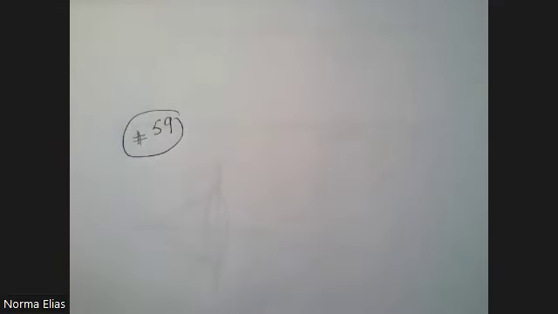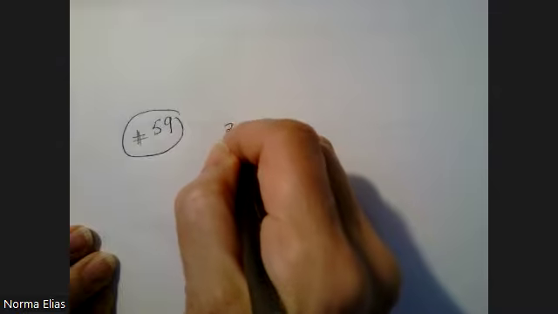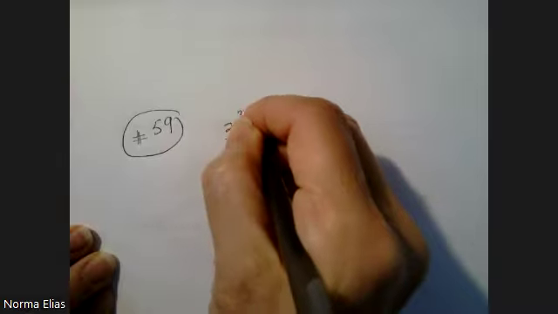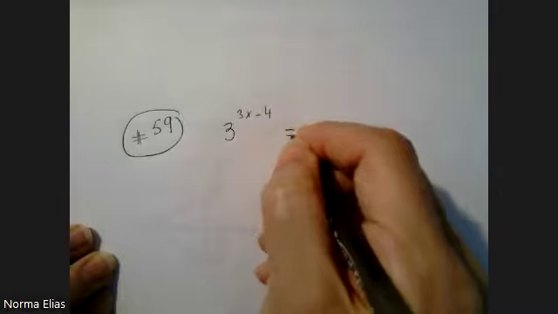So we start with number 59 from the book. It's 11, I guess. All right, so they want us to solve the following equation: 3 to the power 3x minus 4 equal to 15.